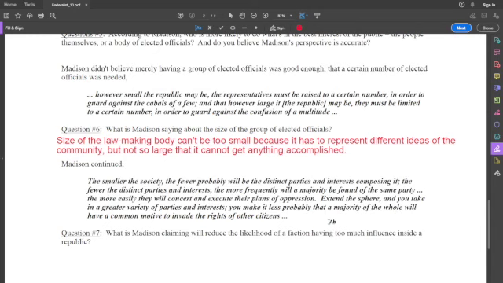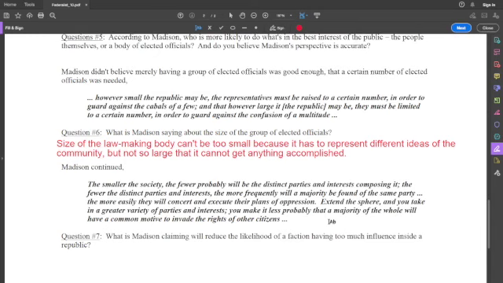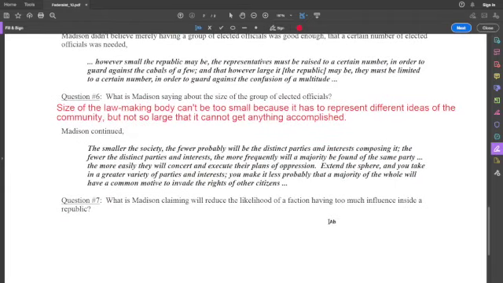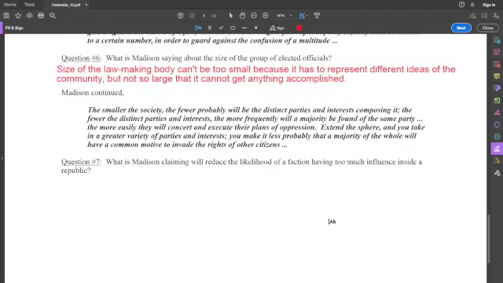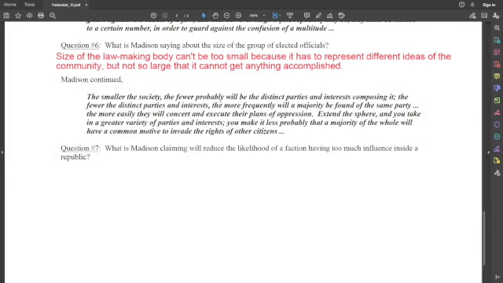Now, something else is going to happen too, and this last paragraph is the most important by far. Okay? The smaller the society, the fewer probably will be the distinct parties and interests composing it. The fewer the distinct parties and interests, the more frequently a majority will be found of the same party. Like, remember how we talked about people in West Virginia being really different than people in California? West Virginians are more prone to thinking like West Virginians than Californians. They have their own views, and they tend to think alike too, all right?